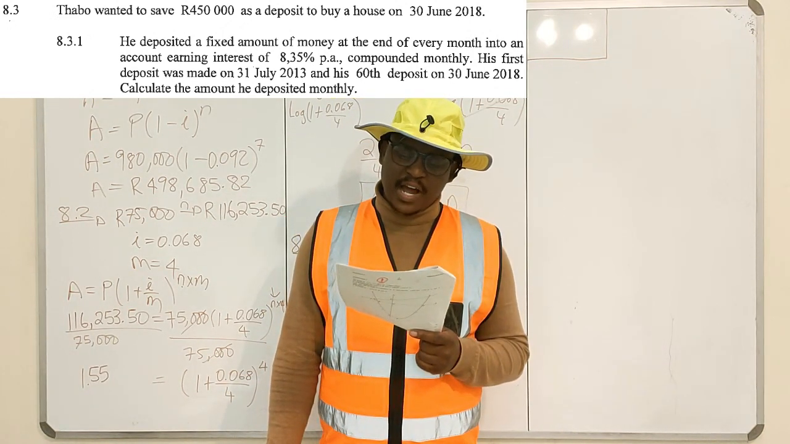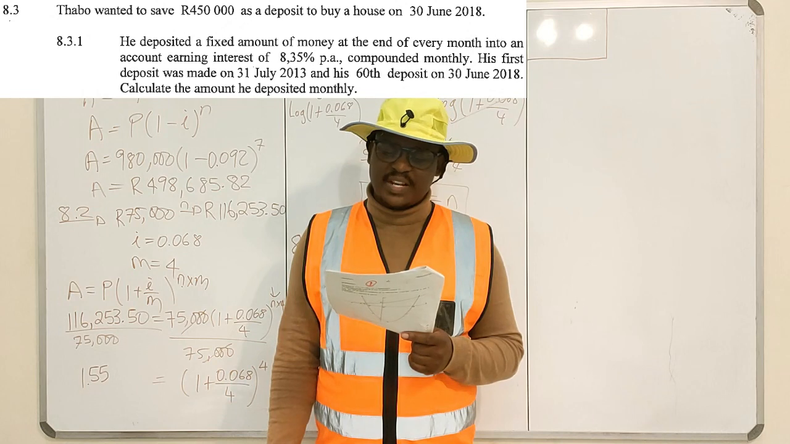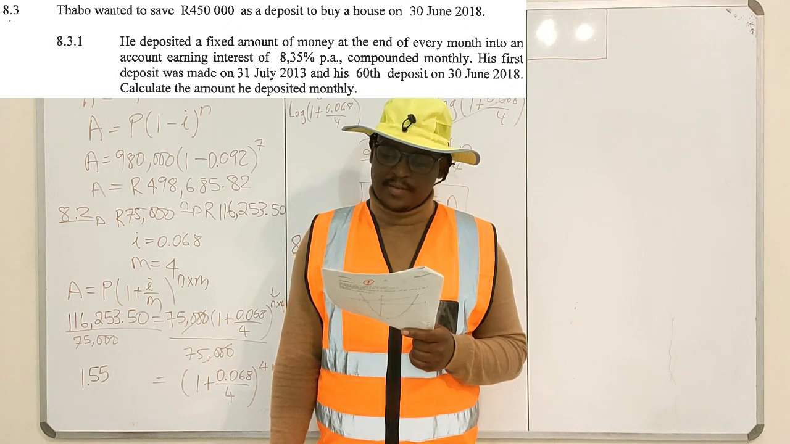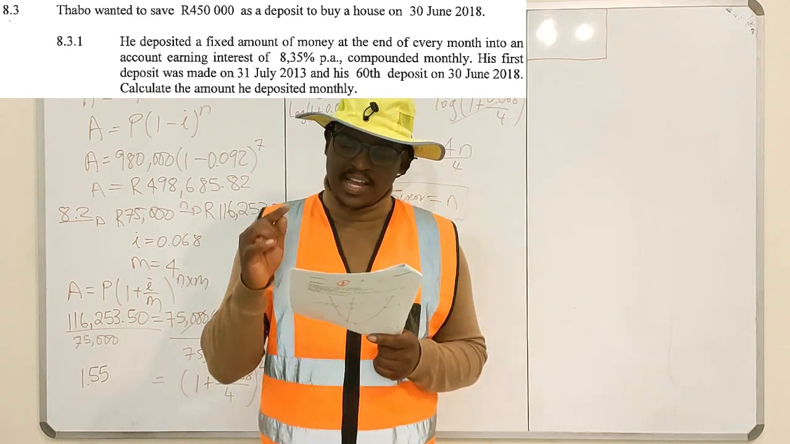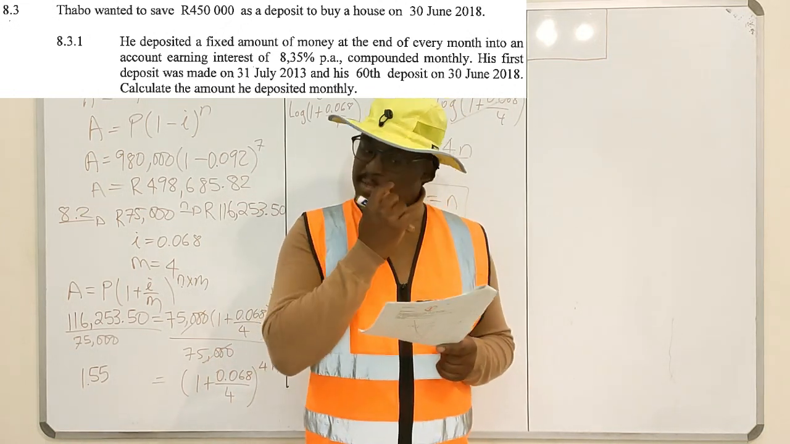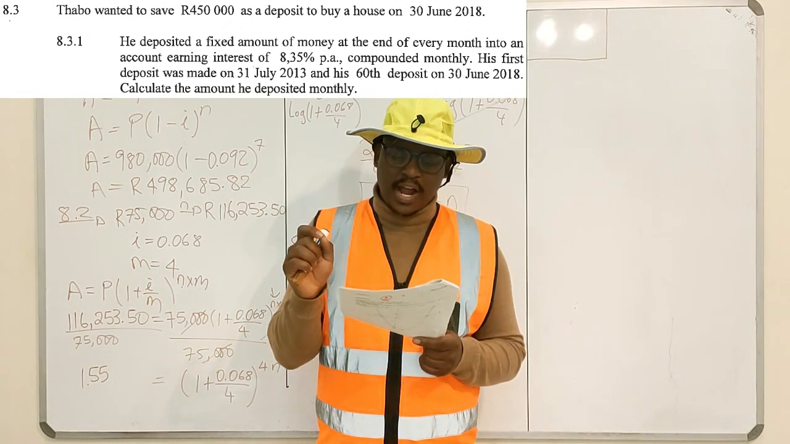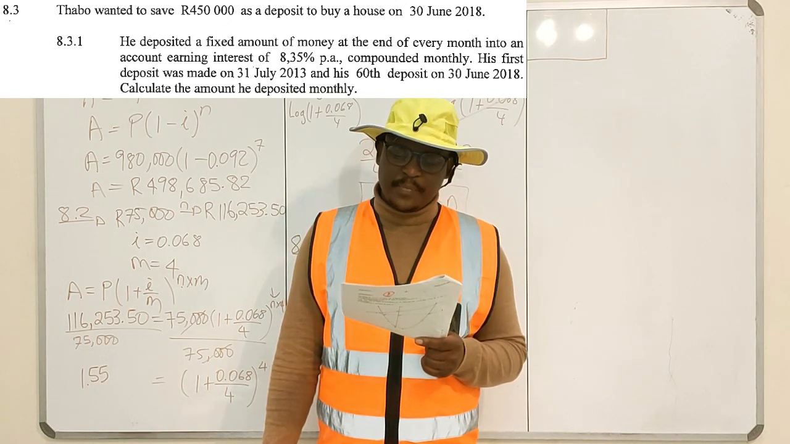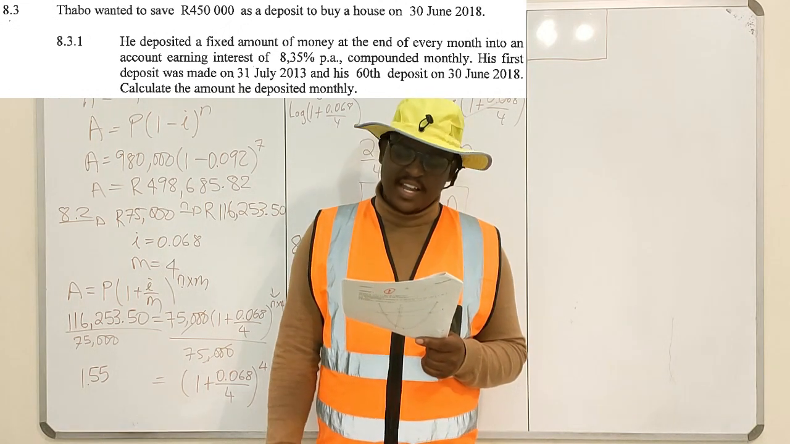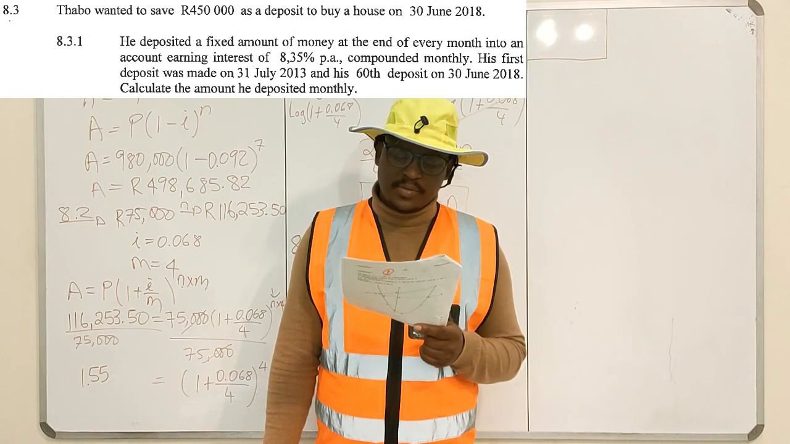He deposited a fixed amount of money at the end of every month into an account earning an interest of 8.35% per annum compounded monthly. His first deposit was made on 31 July 2013, and his 60th deposit was made on 30 June 2018. Calculate the amount he deposited monthly.